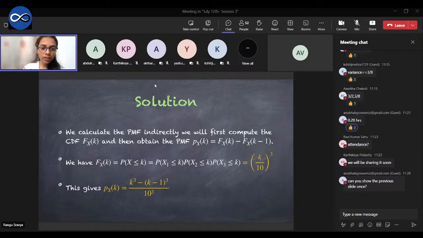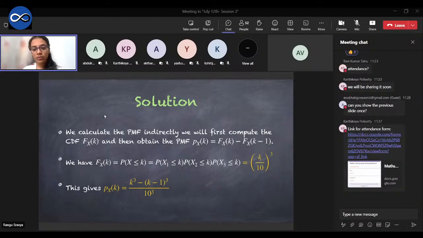Now F_X(k) is, by definition, P(X less than or equal to k). That means the maximum score should be less than or equal to k. The maximum is the maximum among X1, X2, X3, so all 3 should be less than or equal to k. So it is the probability that X1 is less than or equal to k, times the probability that X2 is less than or equal to k, times the probability that X3 is less than or equal to k, as the 3 are independent.